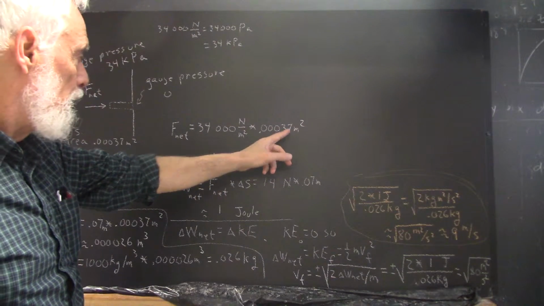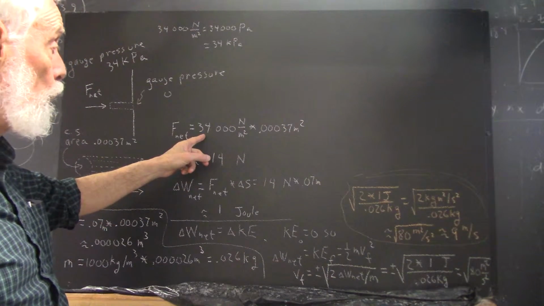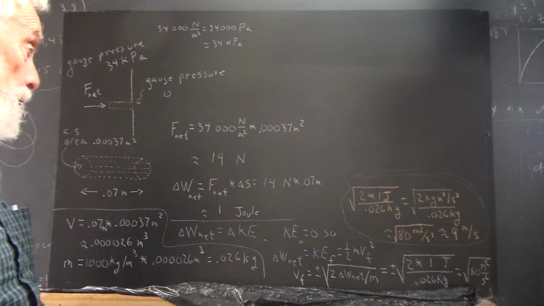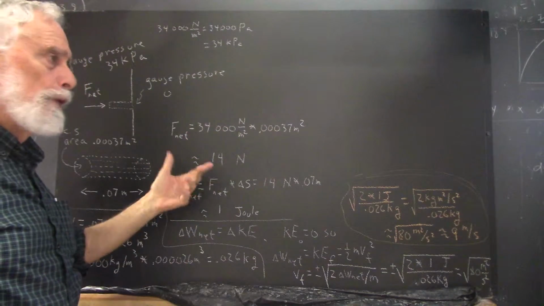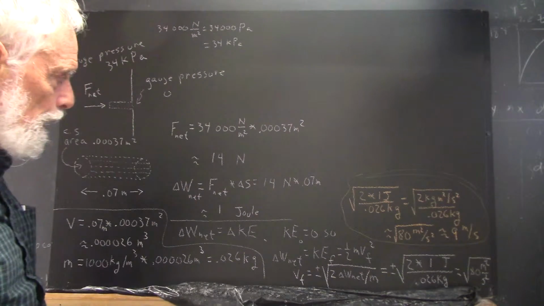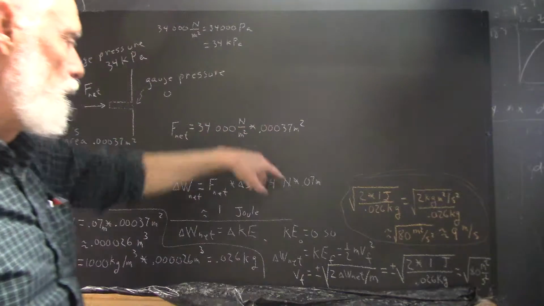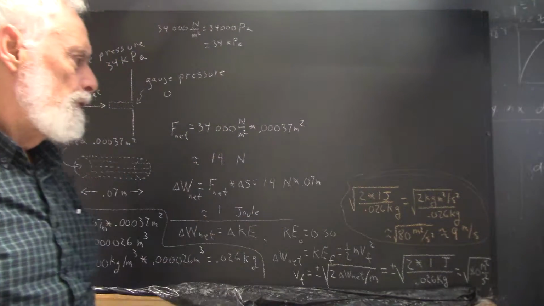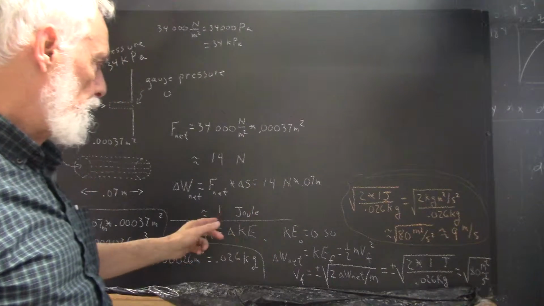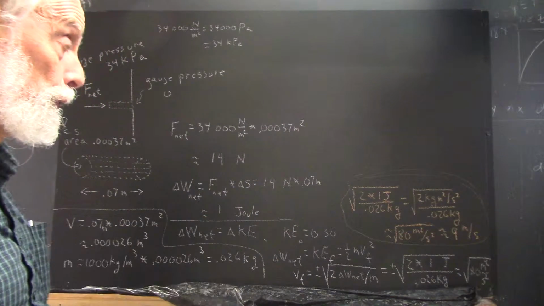3.7 times 10 to the negative fourth multiplied by 3.4 times 10 to the fourth gives you 3.7 times 3.4, which is around 14. Actually, I think it's probably closer to 13, maybe not even quite 13. But I'll keep the 14 there, because remember, we're only working approximately, and the 14 actually works out with the 0.07 to give us a nice round number for the joules.